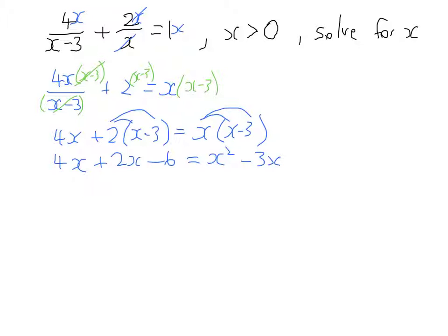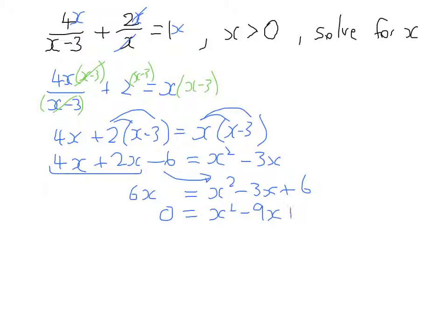It's a bit better. Now we'll shift everything so we've got an equation equal to 0. I want to end up with a positive x squared, so I might move things over to the right hand side. So if I add 6 to both sides, and I'll also combine these like terms here, so 4x plus 2x is 6x, and I've shifted the 6 to both sides by adding 6, so that will now equal x squared take 3x plus 6, and now if we take away 6x from both sides, we'll end up with 0 is equal to x squared minus 9x plus 6.